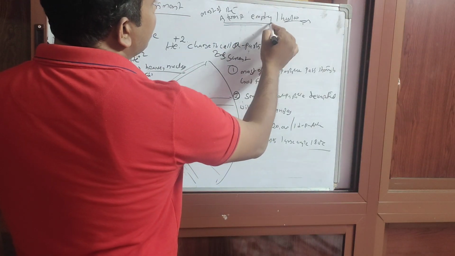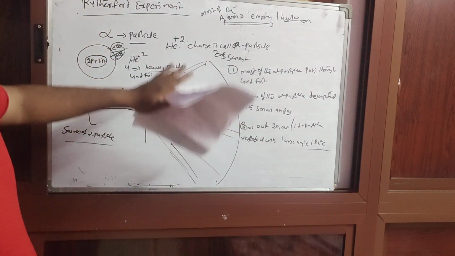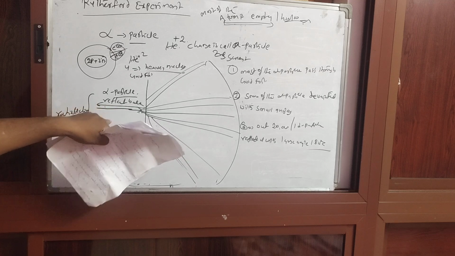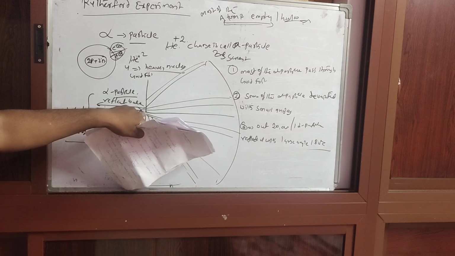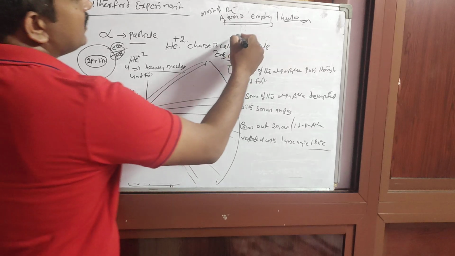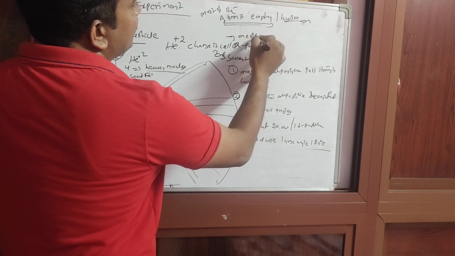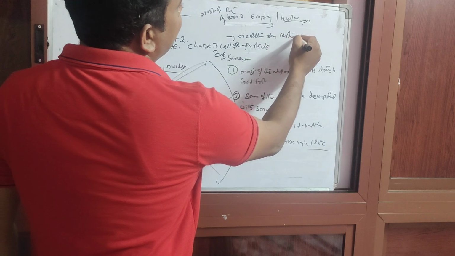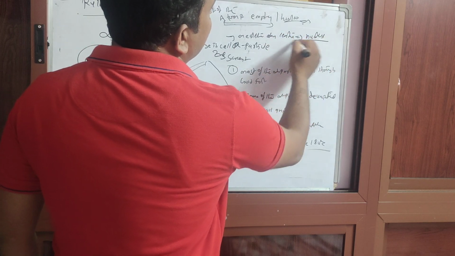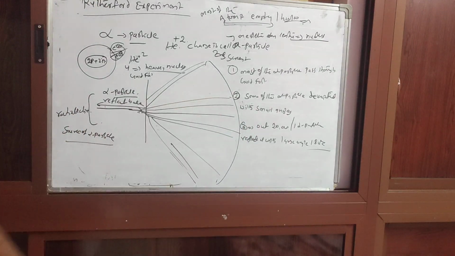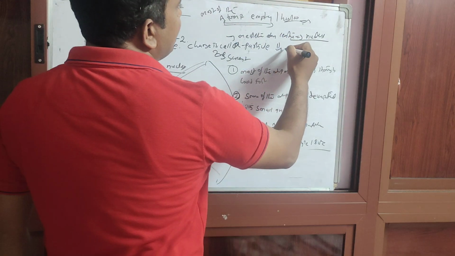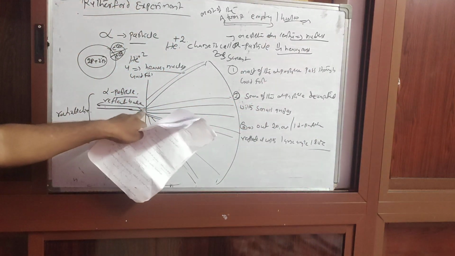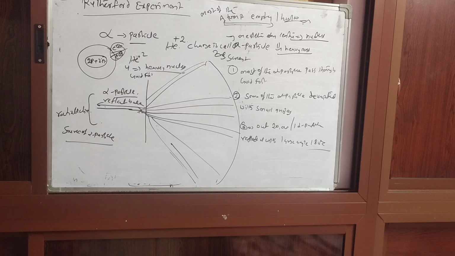One of the most important observations of this: most of the particles are allowed through, but one of the particles is reflected back at 180 degrees. It means the atom has a center, which we call the nucleus. This nucleus has a heavy mass, and only then will it reflect back the alpha particle.